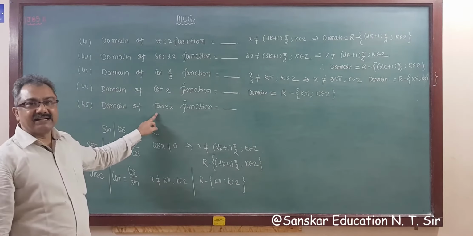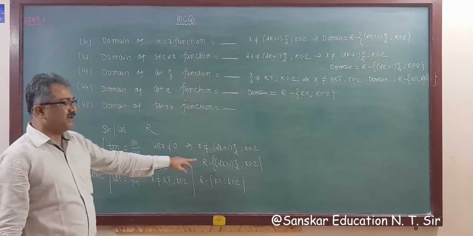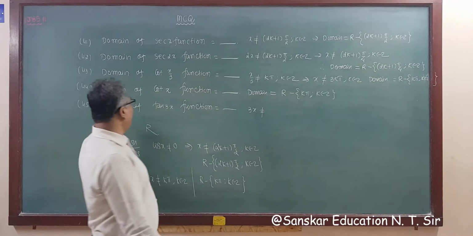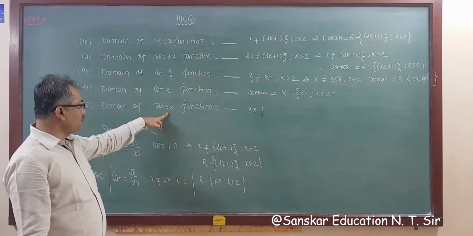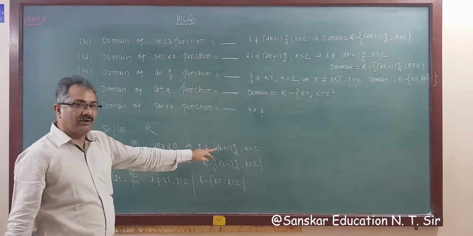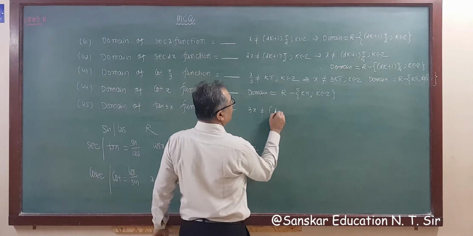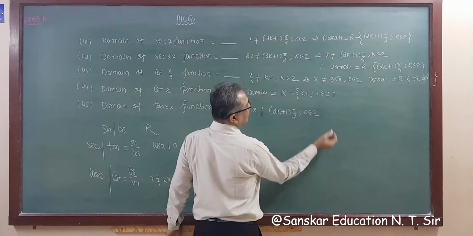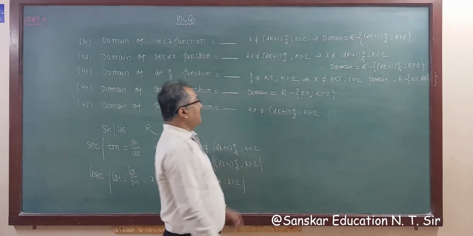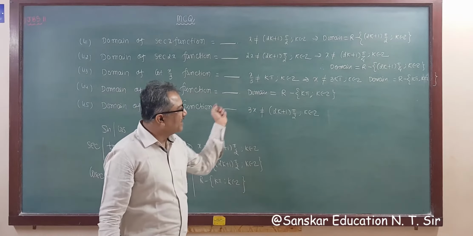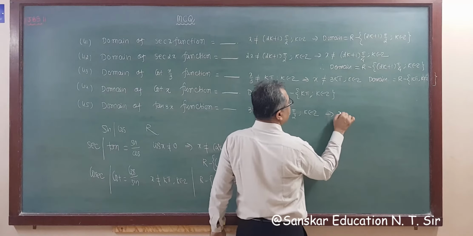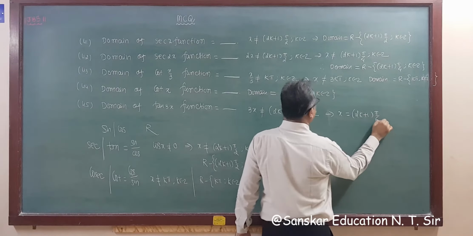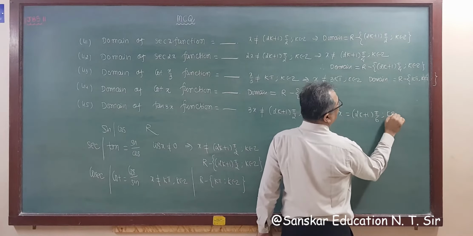And here tan 3x. Tan means cos is not equal to 0. So 3x is not equal to twice k plus 1 pi by 2, k belongs to Z. So for the final answer, if we make x the subject, then we have to divide by 3. So this implies x is not equal to twice k plus 1 pi by 6, k belongs to Z.